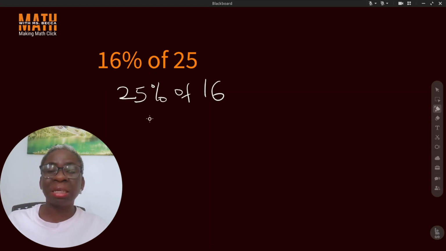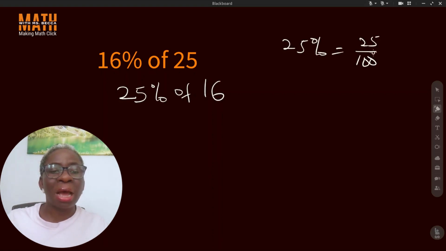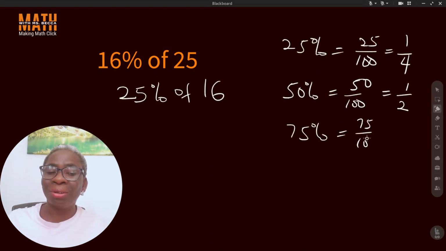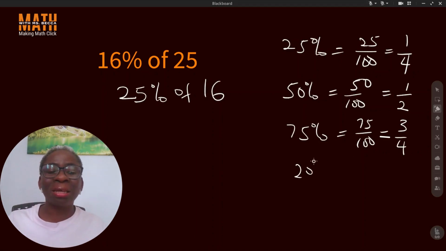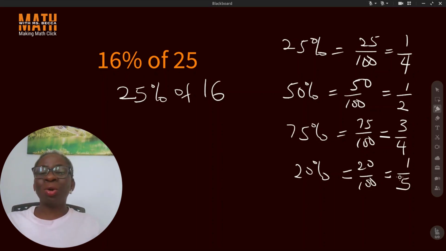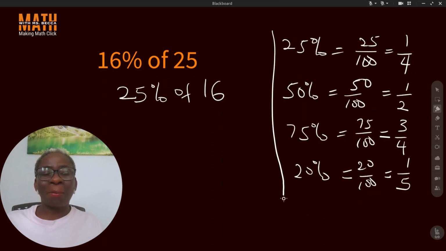So 25% is the same thing as 1/4. When we have 25%, that means 25 over 100, and that is 1/4. 50% means 50 over 100, and that is what? 1/2. 75% equals 75 over 100, and that is what? 3/4. Correct. So if you have 20%, that is the same thing as 20 over 100, and that will be what? 1/5. So now back to our trick.